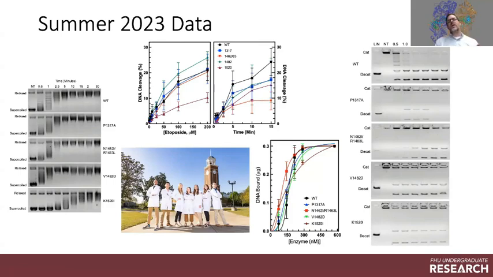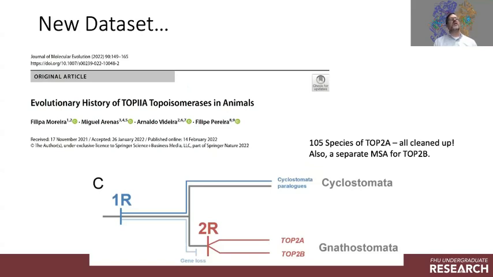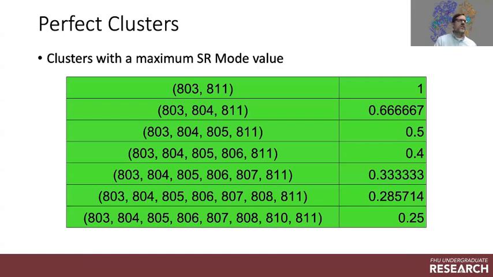In the meantime, I was made aware of another data set of TOPO2 sequences, 105 TOPO2 alpha sequences that were all cleaned up. And I got really excited about that. I said, I want to run this through. So while my students are doing their work, I'm working on this, trying to study these 105 TOPO2 alpha specific sequences to see what I can learn about it. And so I got these neat clusters.